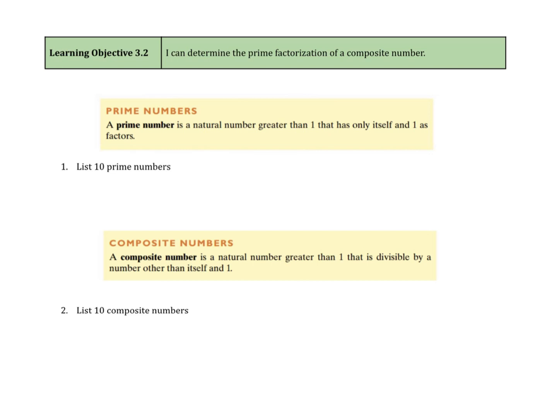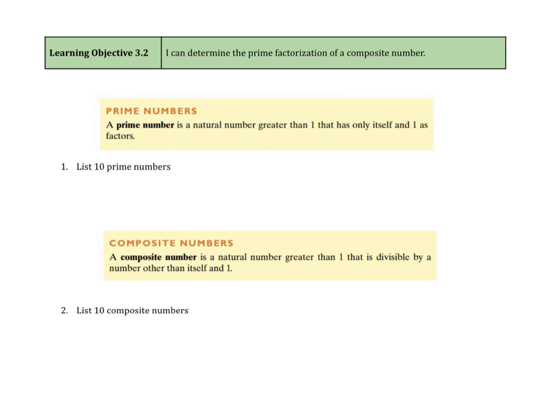Hi guys, in this video we will determine the prime factorization of a composite number. Before we can do that, we need to define prime and composite numbers. A prime number is a natural number greater than 1 that has only itself and 1 as factors, versus composite numbers, which is a natural number greater than 1 that is divisible by a number other than itself and 1.